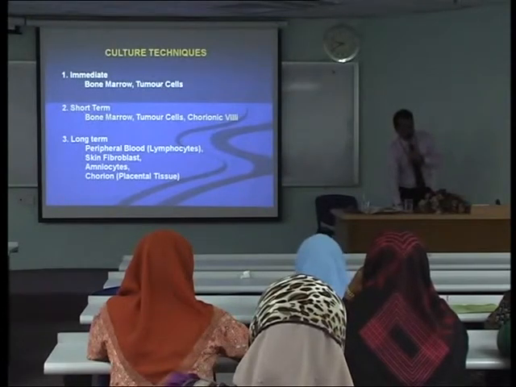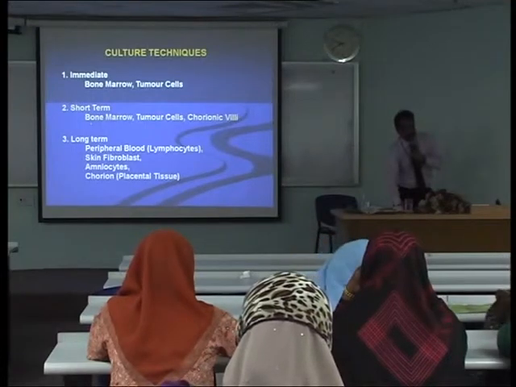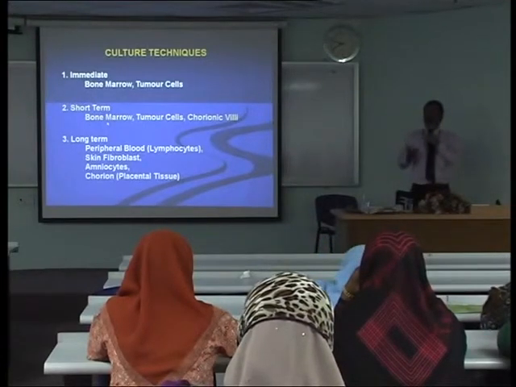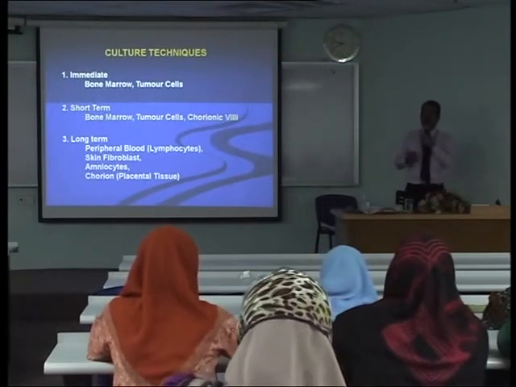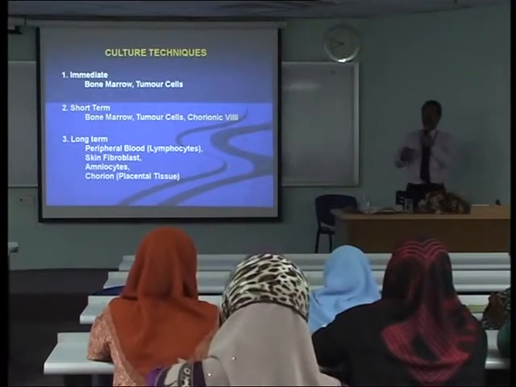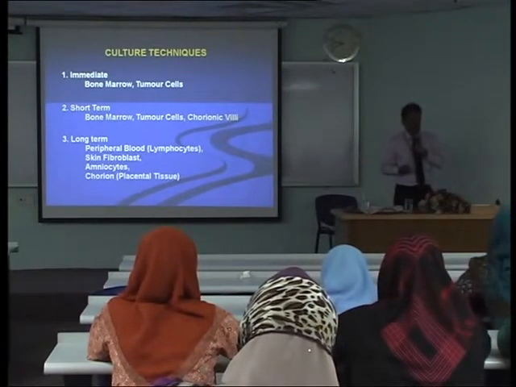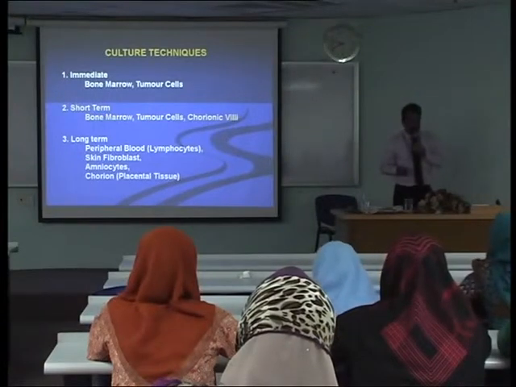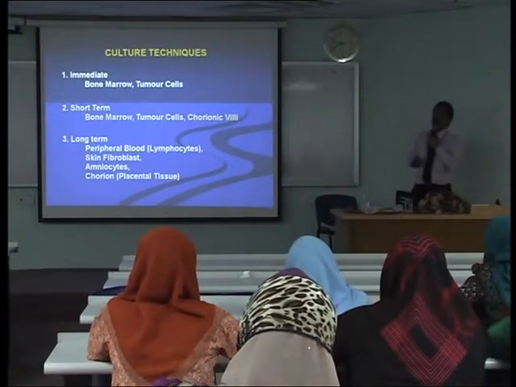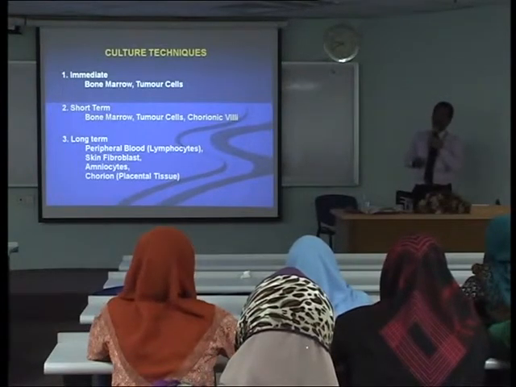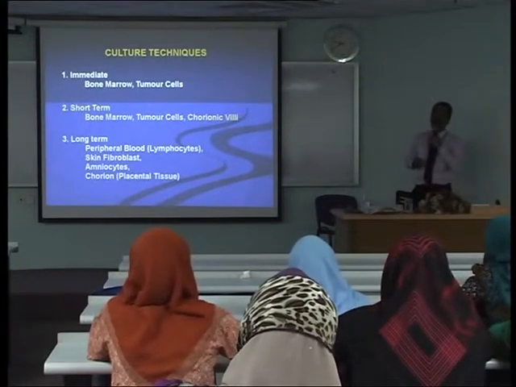So depending upon the technique employed, there will be immediate technique, short-term technique, and then long-term. For bone marrow, even though there will be dividing cells, we generally perform a short-term culture. The purpose of short-term culture is to increase the yield of metaphases, so that we will get a lot of metaphases. And in the case of other tissues like peripheral blood, skin fibroblasts, amniocytes, chorion, we need long-term culture, more than 3-4 days. For peripheral blood, the number of days is 3 days, that is 72 hours of culture.